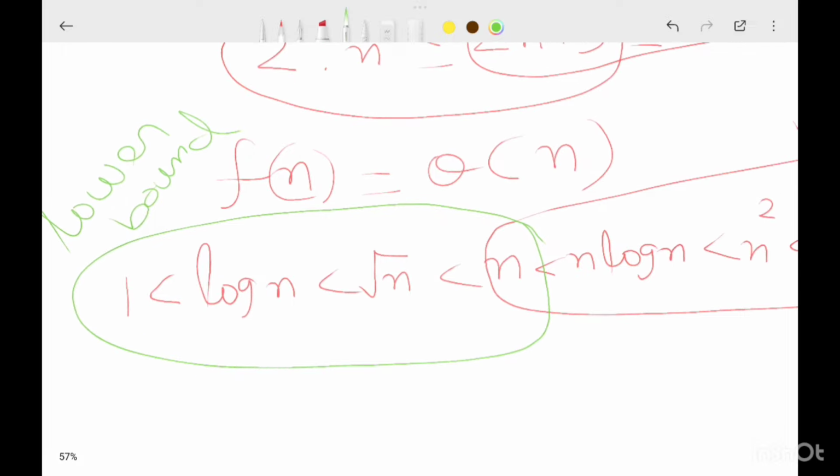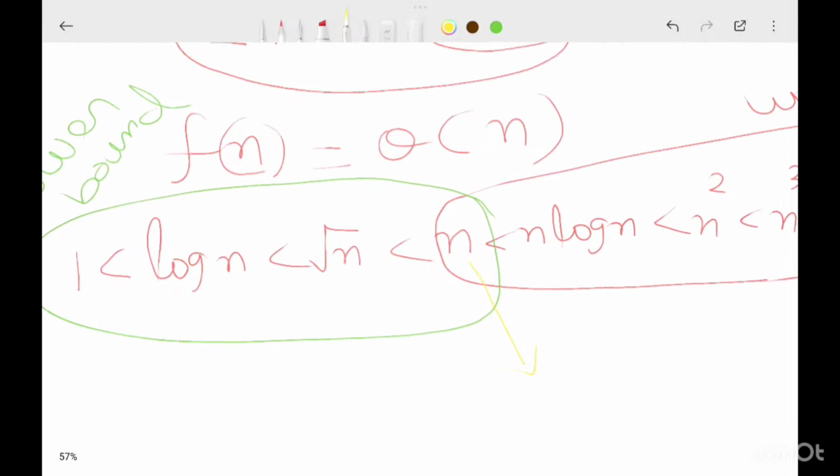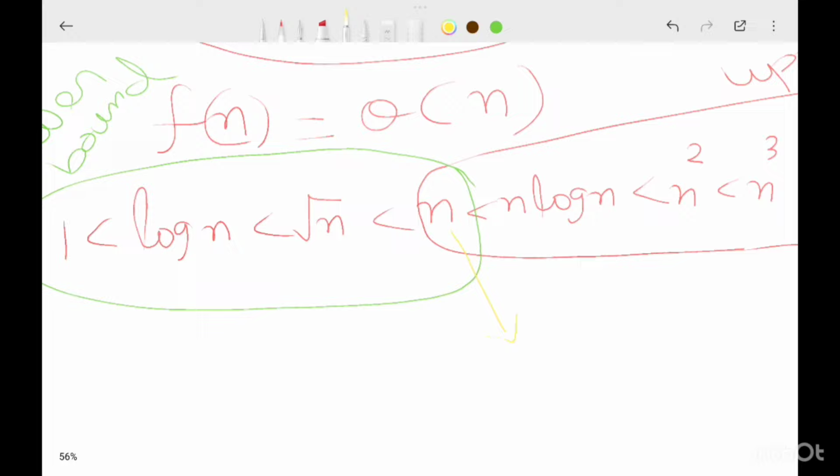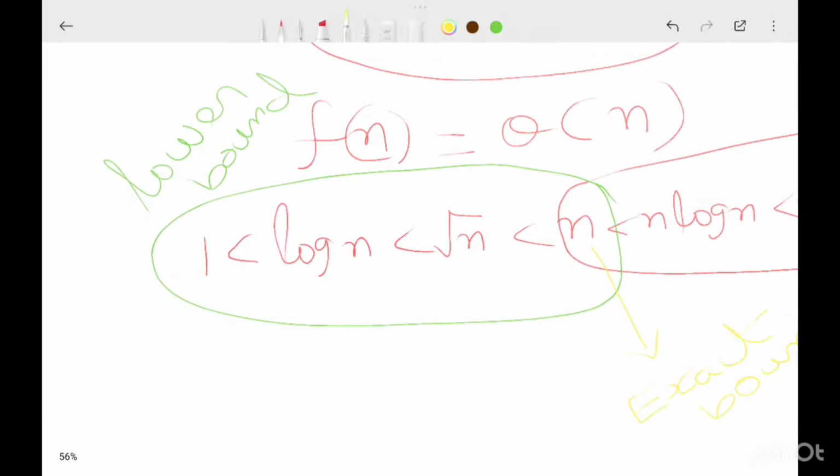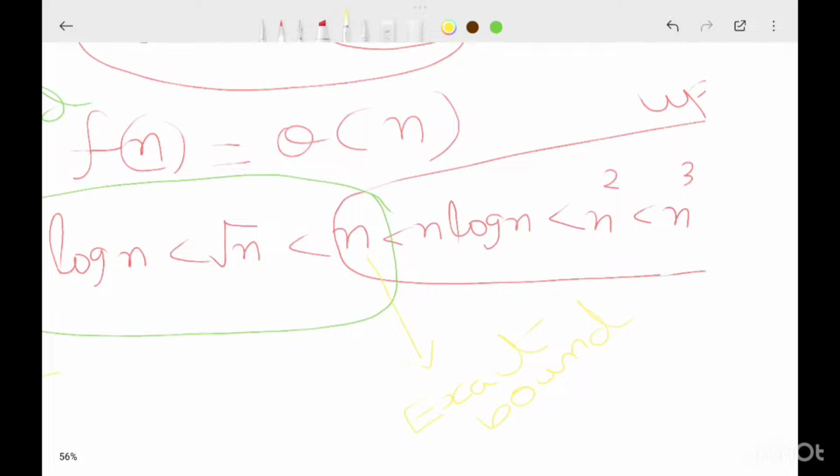So we can say that the common class between this upper bound and lower bound is not exactly the same for all the algorithms, but for your better understanding, this n, that is common to both the upper bound and lower bound, is the exact bound of an algorithm. This is actually big omega notation. These belong to big O notation, and this belongs to theta notation. So this is about asymptotic notations of time complexity of algorithms. Thank you.